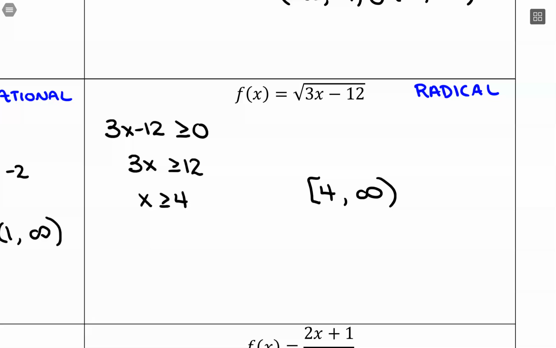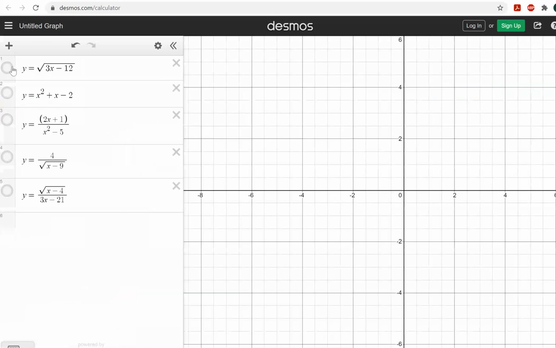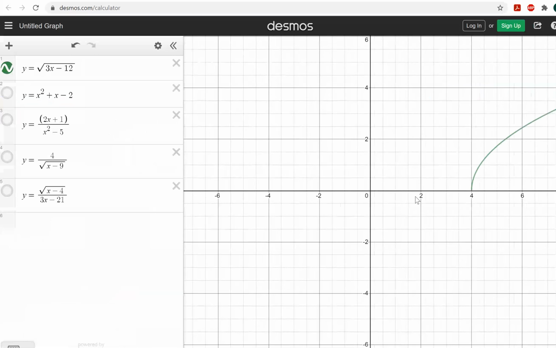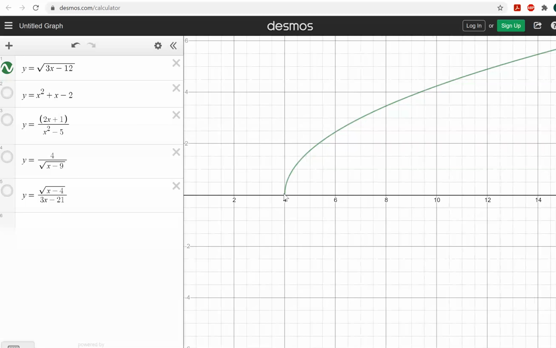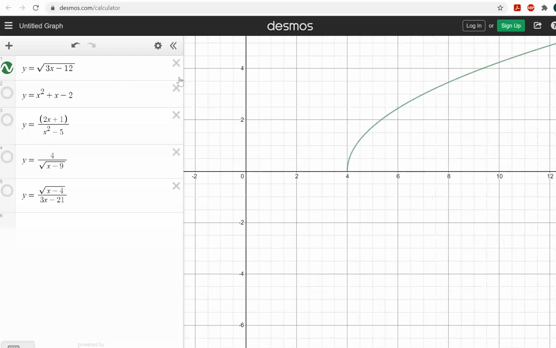So if we take a look at the graph here, you can see our radical function starts right there at 4 and then goes off to +infinity. But anything below 4, we don't have anything defined for that function.